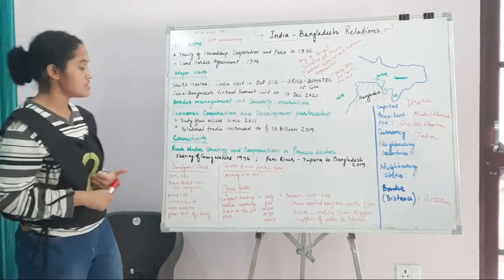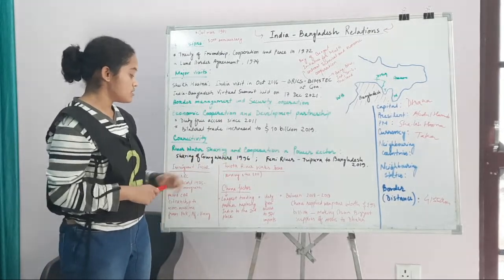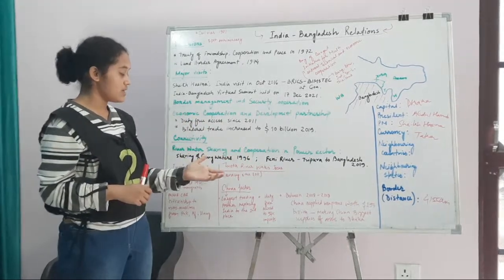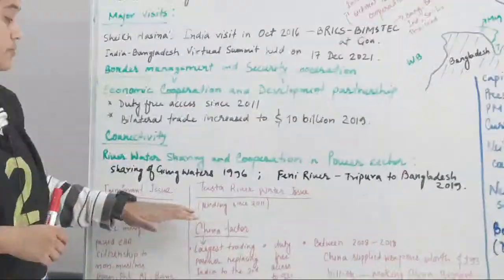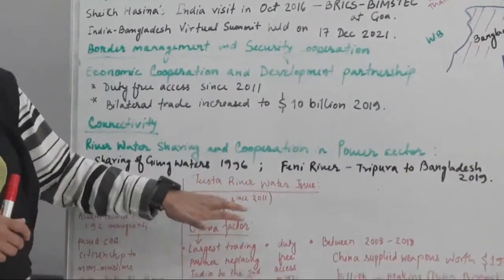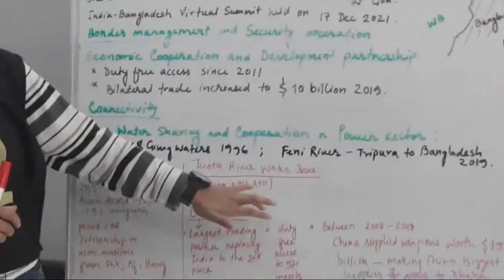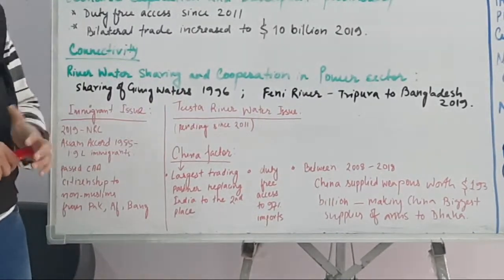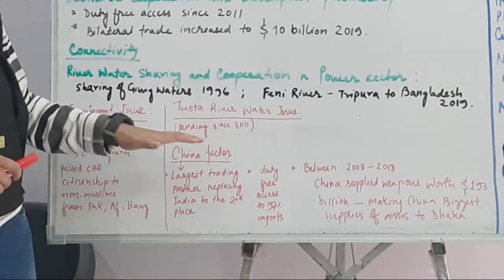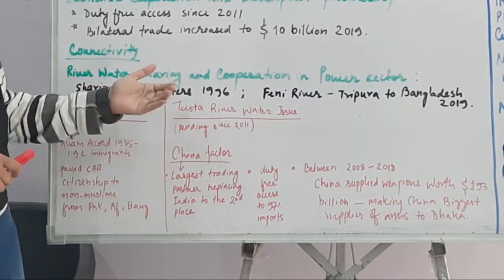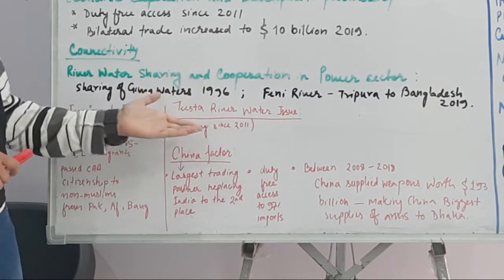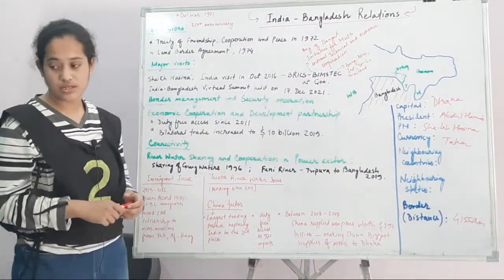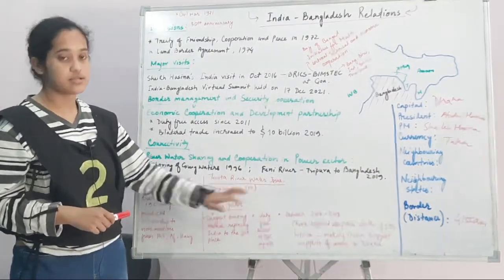Now the second issue is the Tista River water issue. Bangladesh is seeking to extract water from the Tista River, but this agreement has not been signed yet, and has been pending since 2011. India is not able to sign this treaty because West Bengal Chief Minister Mamata Banerjee is not agreeing to the deal. She fears that if they provide this river water to Bangladesh, their farmers might get affected.